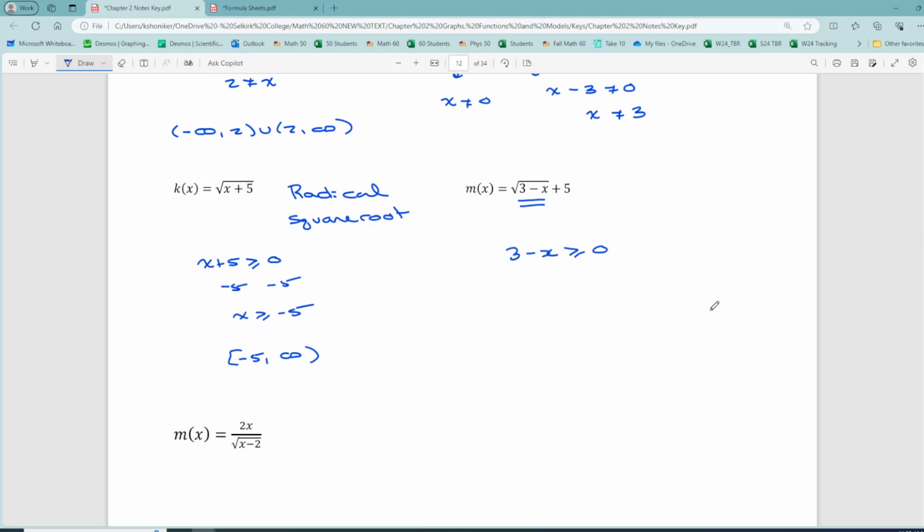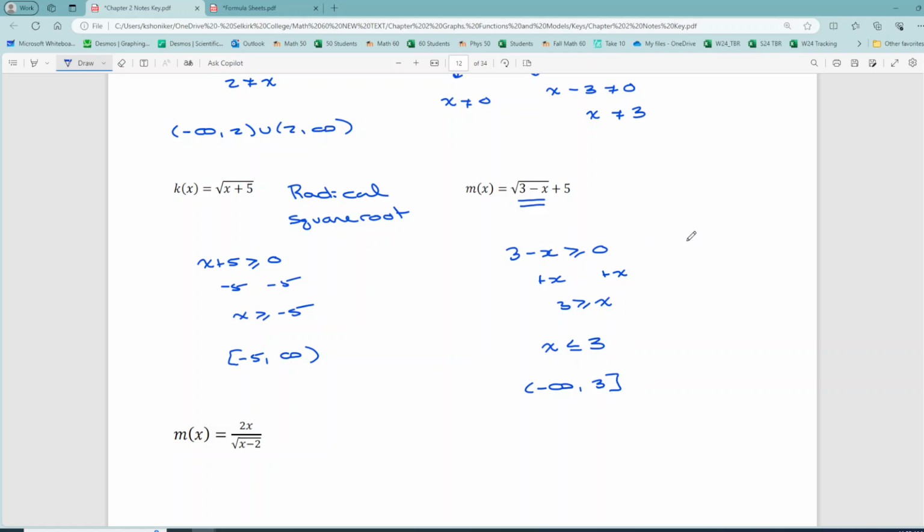Pause the video, solve this guy. I'm hoping that you add the x. If you don't add the x, okay, so for this one the answer is that x has to be less than or equal to 3, so negative infinity to 3.